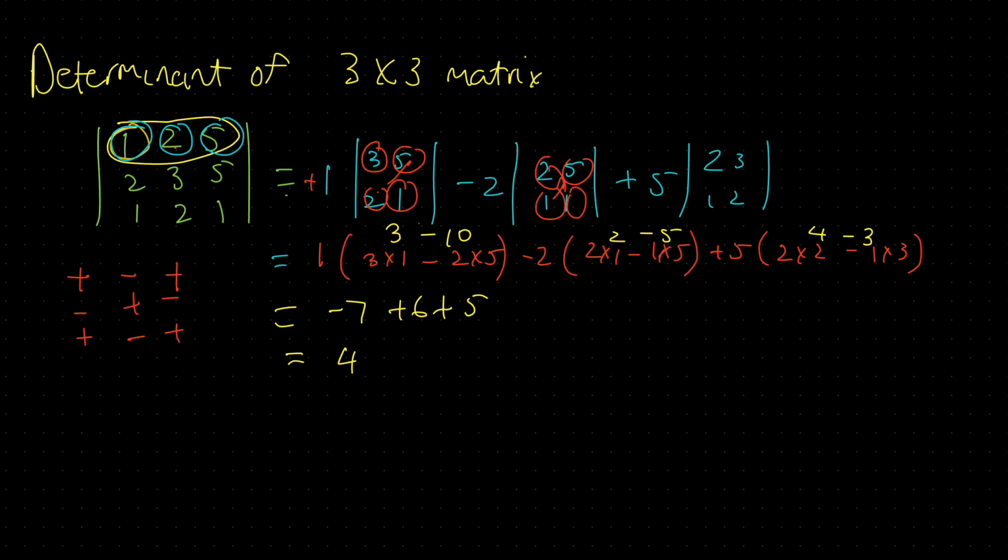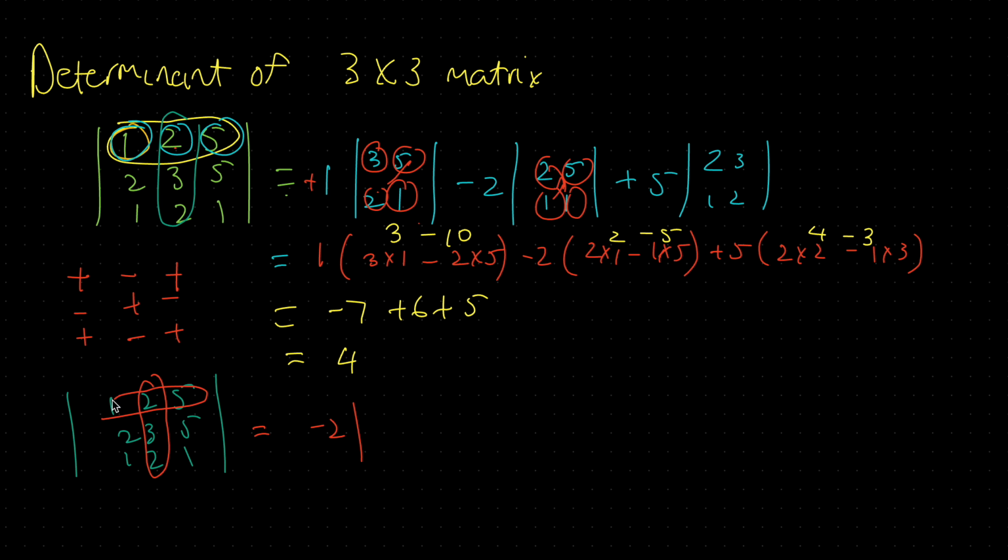Let's just show you an example of where we do this. So let's take the same matrix: 1, 2, 5, 2, 3, 5, 1, 2, 1. So let's take the second column this time. So I'm going to take this column. And the first item is 2, and you'll see according to the sign diagram that we've got here, it's going to be minus 2 multiplied by the cofactor of 2.